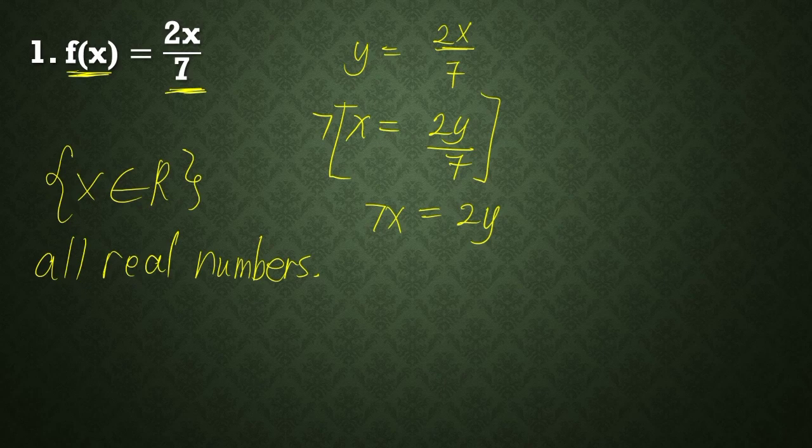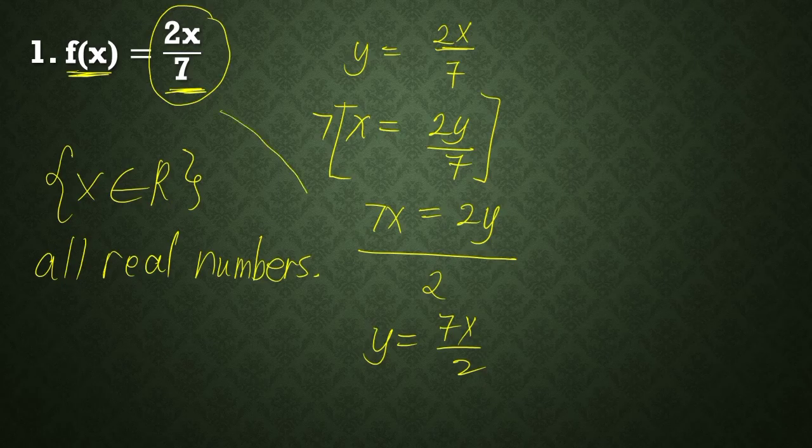Ang domain ng given function, yung inverse ng function natin, i-divide natin yung whole equation by 2. So, magiging y is equal to 7x over 2. So, yung 2x over 7 na to, ang inverse function niya is ito. Y is equal to 7x over 2. So, para kunin natin yung domain nito, as you can see, yung denominator natin na 2, wala siyang variable.